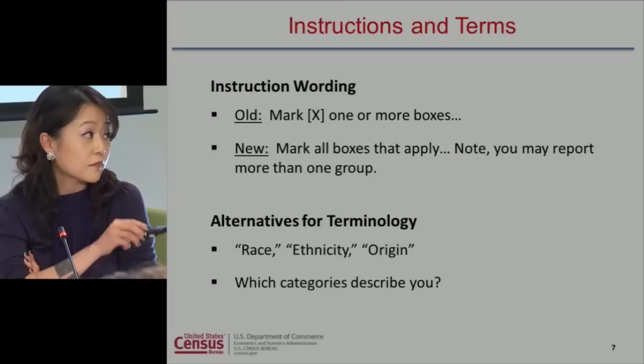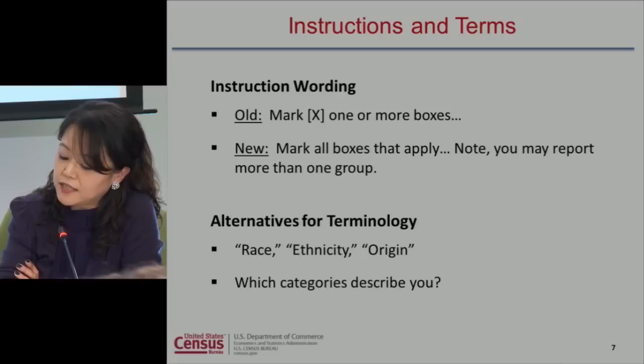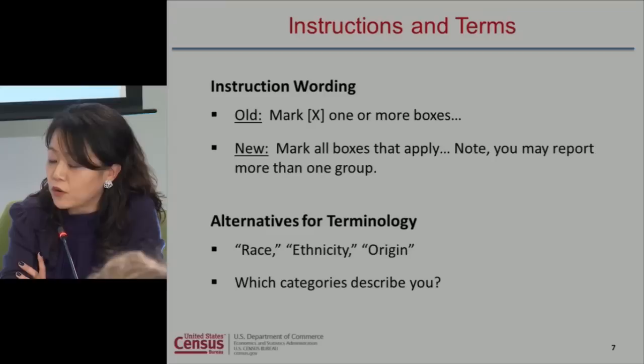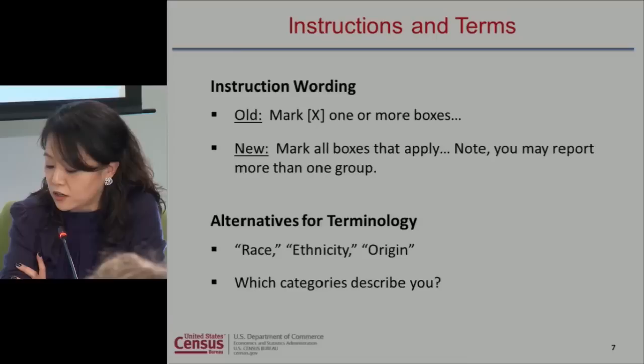With respect to the wording of the instructions, our current paper version of the instructions states mark one or more boxes and print your specific origins. Based on the 2010 AQE and feedback from our advisory committees, respondents frequently overlook the instruction to mark one or more boxes. So as a result, our new instruction will say mark all boxes that apply. Now, this is our attempt to improve the clarity of the question and to make it more apparent that more than one group may be selected.